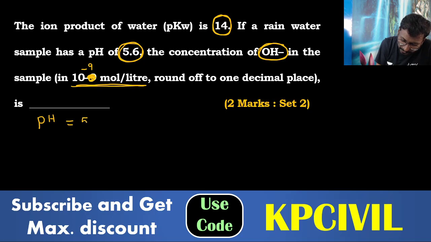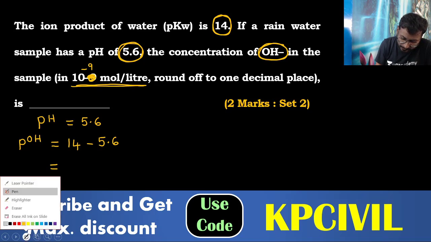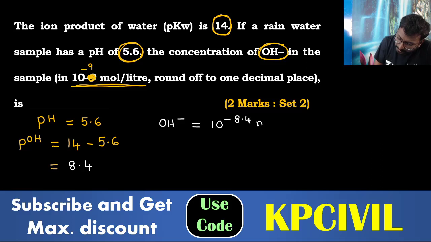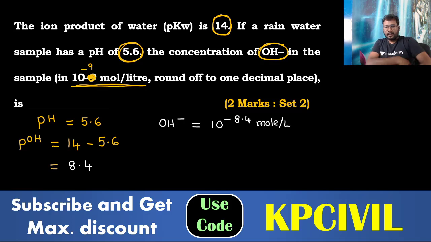pH is equal to 5.6. What can you write down for pOH? 14 minus pH. 14 minus 5.6 is equal to 8.4. Now directly, OH minus is equal to 10 power minus 8.4 mole per liter. No need for logarithmic calculation and all those things. You just take 10 power minus 8.4, that is directly OH minus in mole per liter.